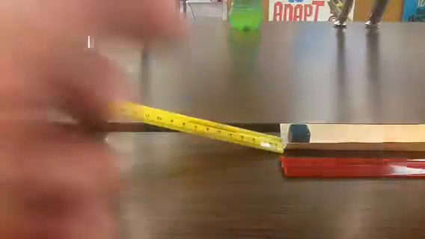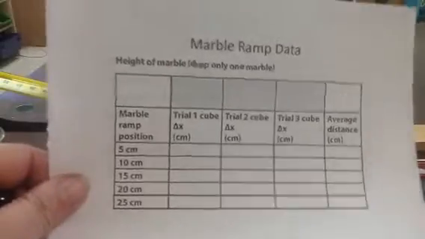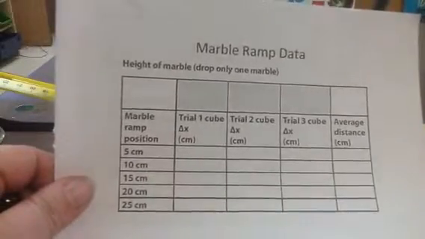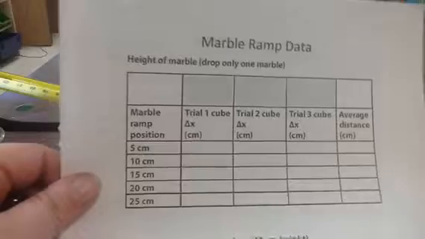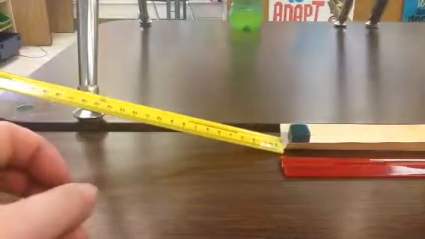So top chart, we're going to start at 5 centimeters, run 3 trials, do an average. 10 centimeters, run 3 trials, do an average. 15, 20, 25, and then see if we can find this relationship. We're going to show you one here, and you can fill in the chart.